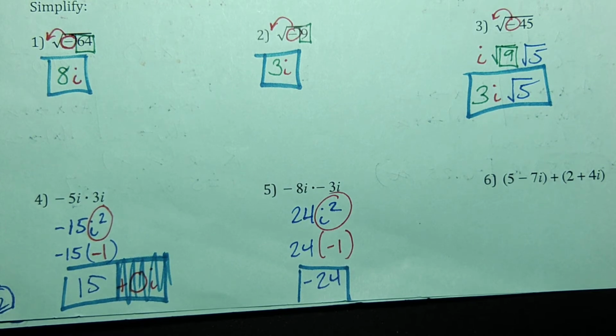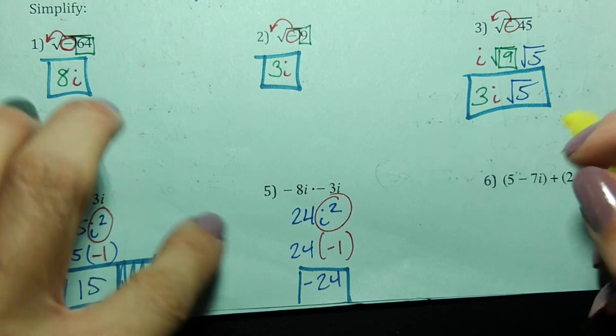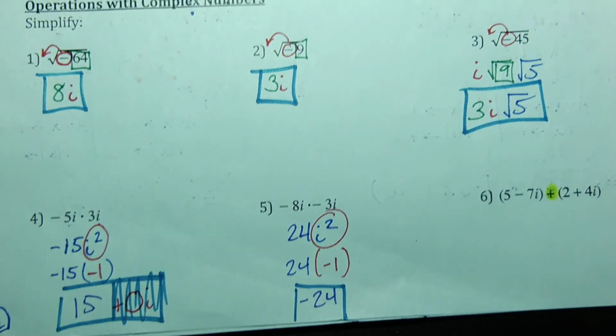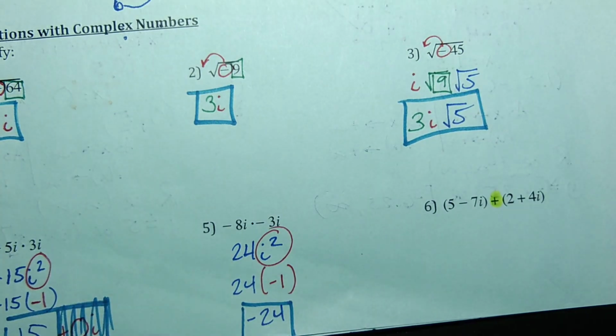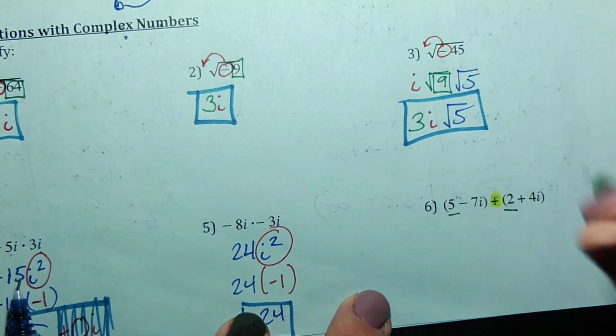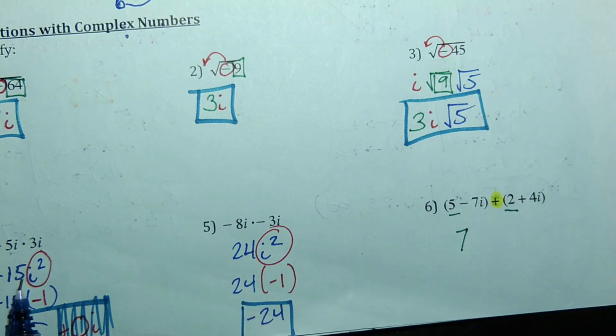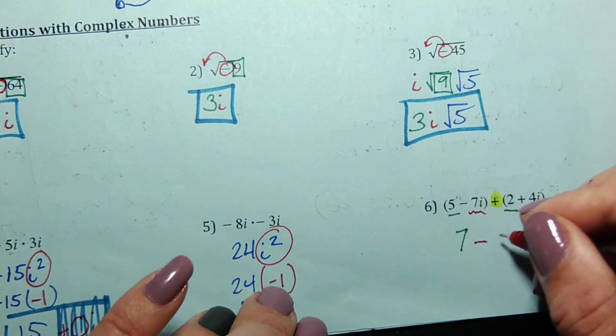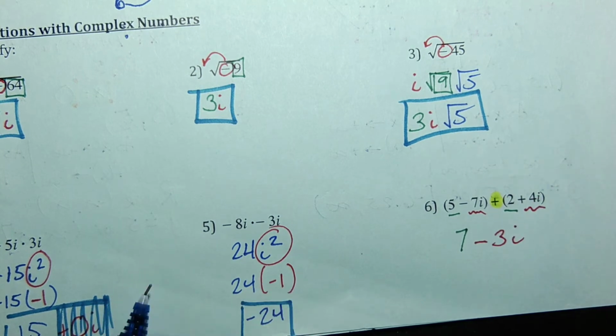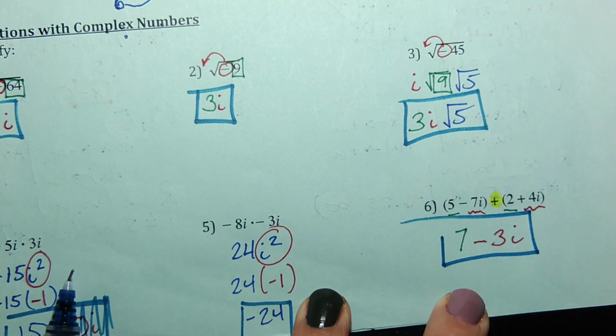Are we going to FOIL number 6? Yeah, it looks like one. I've got parentheses with binomials in them. But on this problem, our operation is adding. So real stuff plus real stuff: 5 plus 2 is 7. Imaginary stuff plus imaginary stuff, and we get a negative 3i. Flip the page.